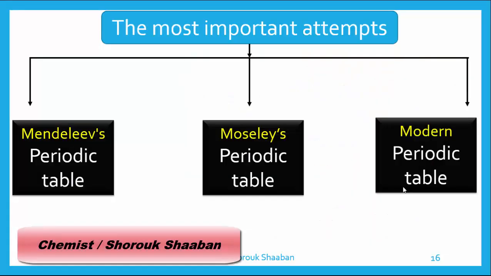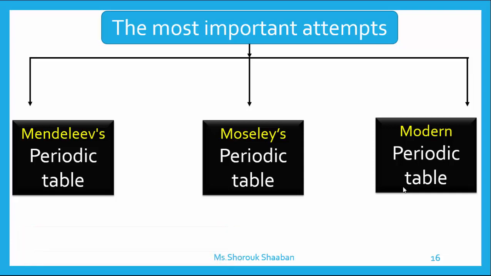Hello friends! Today we'll continue the attempts of classifying the elements. In the last video we already talked about Mendeleev's periodic table and Moseley's periodic table, and so today we'll continue and take the modern periodic table. Let's see together what happens in the modern periodic table, because it was the last table.